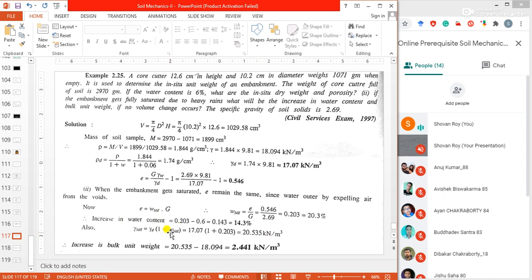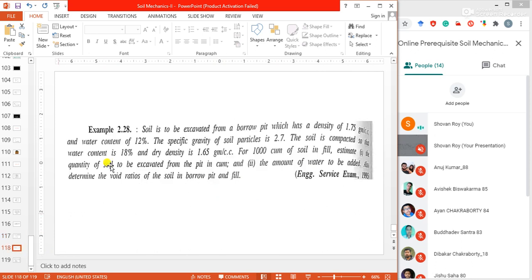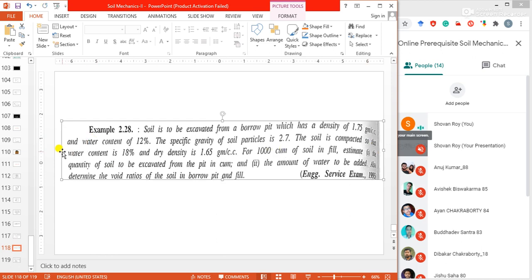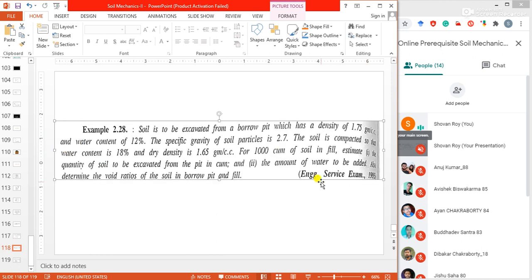These formulas are available in your soil mechanics part. In the initial chapters these formulas are already given, and you have studied this kind of formulas in your soil mechanics part. Same type of problem. Next problem is regarding your compaction chapter.